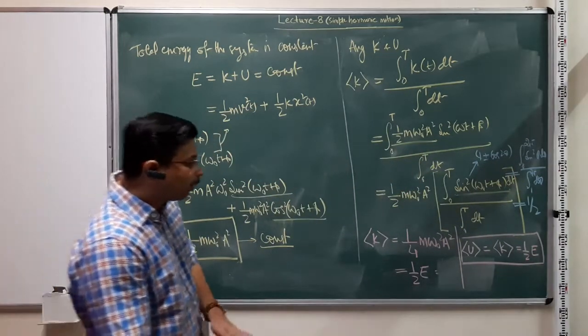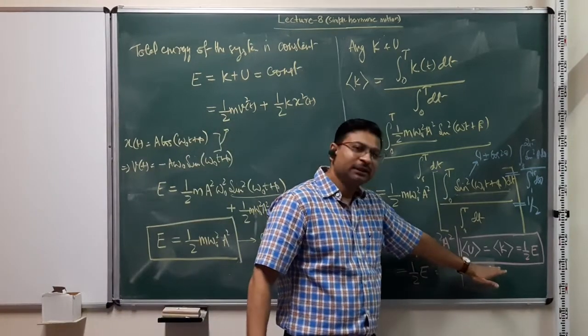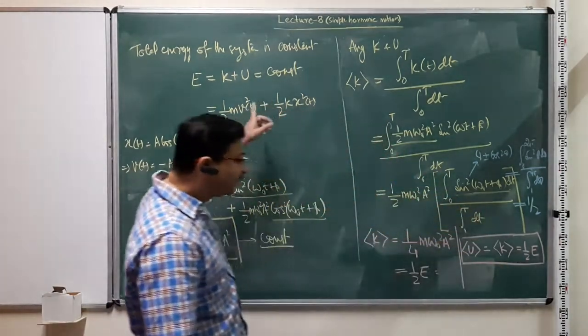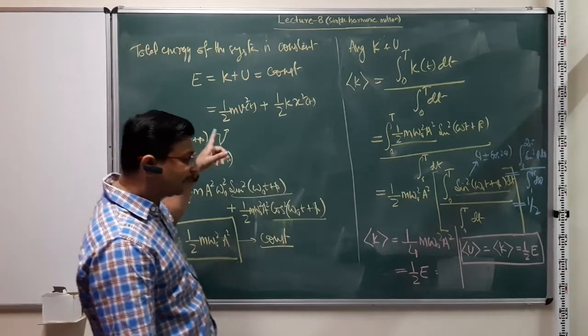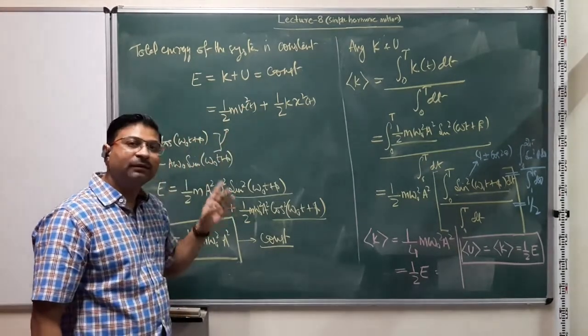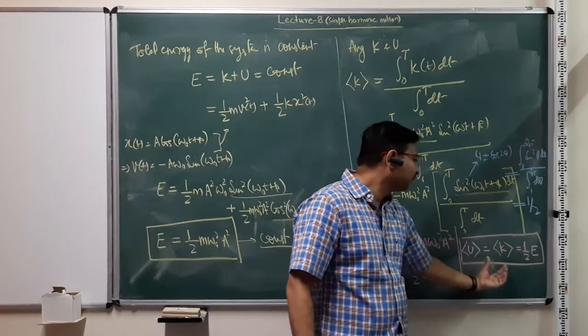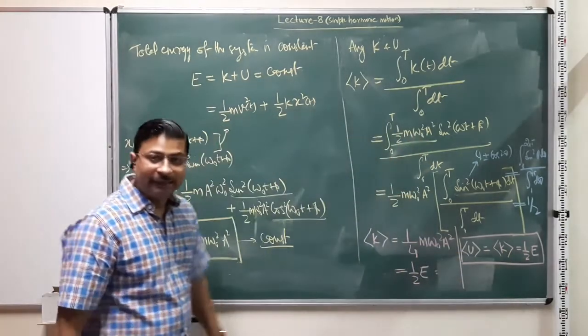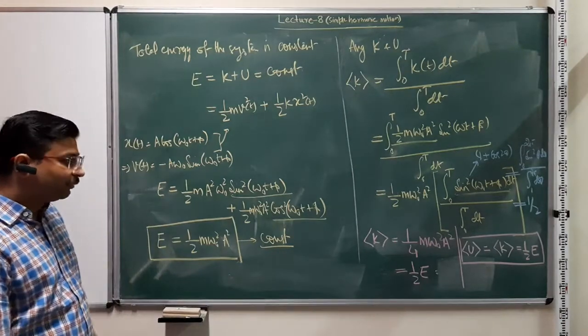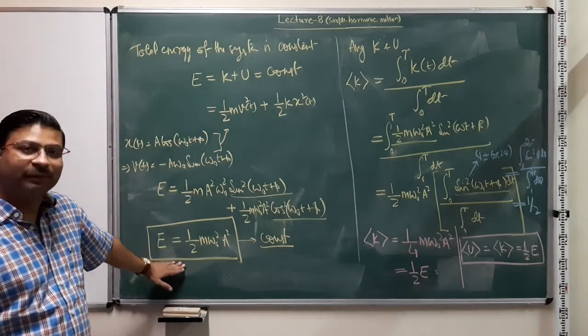So this is an important property of systems under a central force of the kind minus kr or minus kx, or systems undergoing simple harmonic motion, that their average kinetic and average potential energy are the same, exactly half of the total energy, and the total energy of the system remains constant.